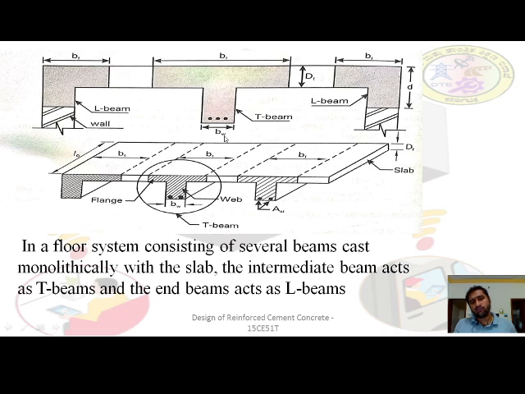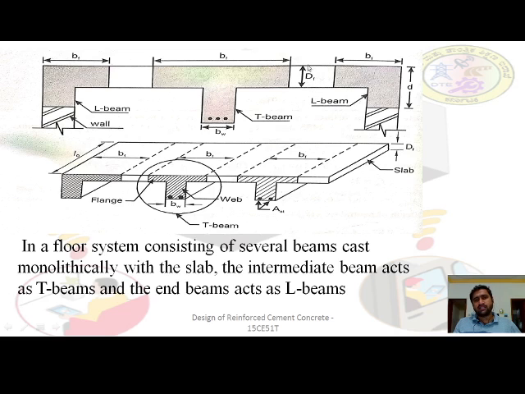BW is the width of the web, or it can also be called as the width of the rib. So here D is the depth of the L beam, or the effective depth of the L beam, or effective depth of the T beam.